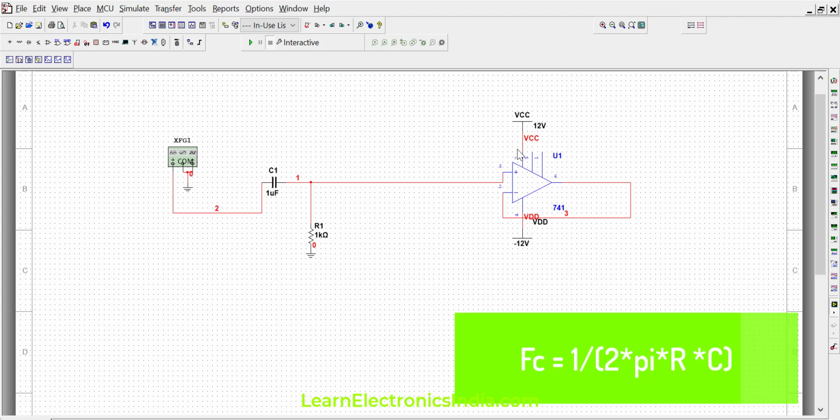Let us set the value of resistance as 1 kilo ohm and the cutoff frequency as 10 kHz. Hence, by this formula, the value of capacitance is 0.015 microfarads.